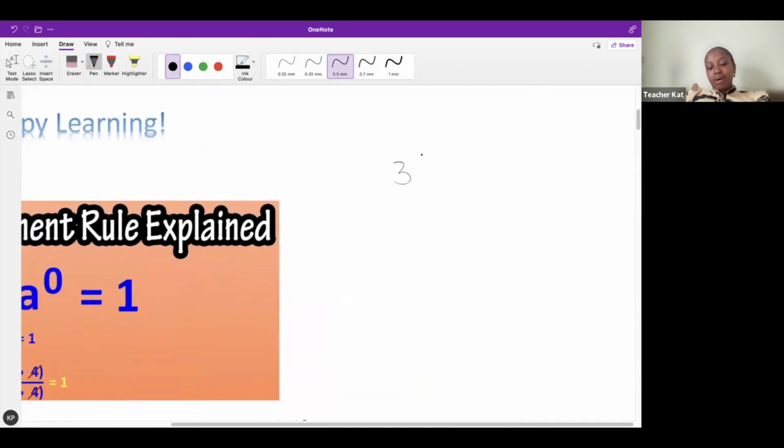If I have 3 to the power of 4 divided by 3 to the power of 4. Now, the rule says to us, the second law of exponents, which is the division law, what are we going to do with these exponents because we are dividing? We will subtract them. So it's going to be 4 minus 4, which is going to give us a 0. And the law says this will be equal to 1.